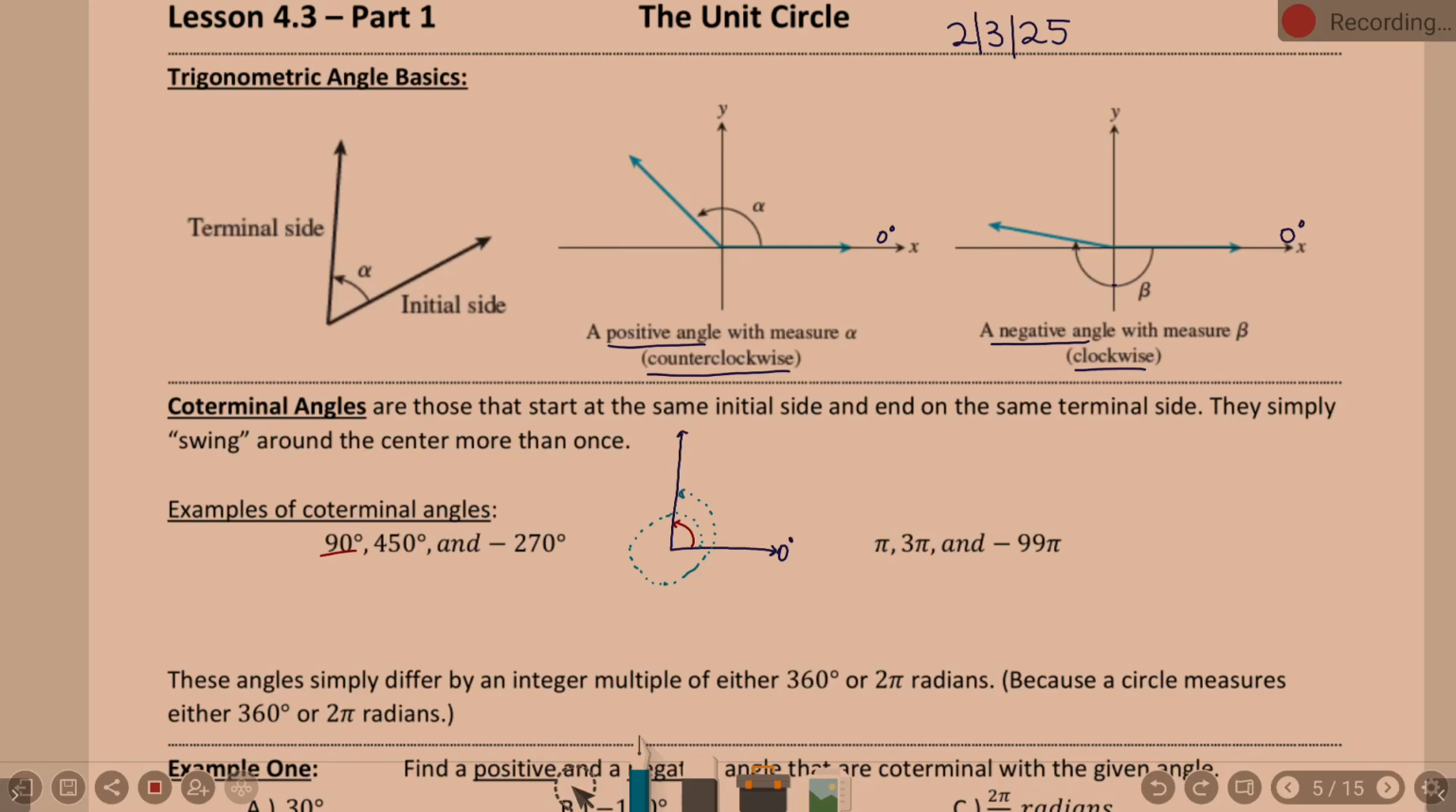The key is 90 and 450 are how much apart if we subtract them? They are 360 apart. So it's a difference of going a quarter of the circle or a whole circle plus a quarter of the circle. So that is your 450. Now, supposedly negative 270 is the same.